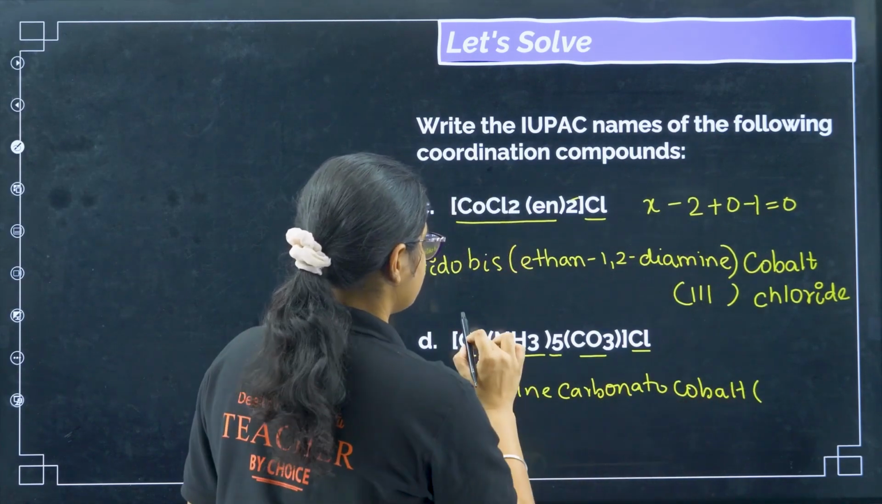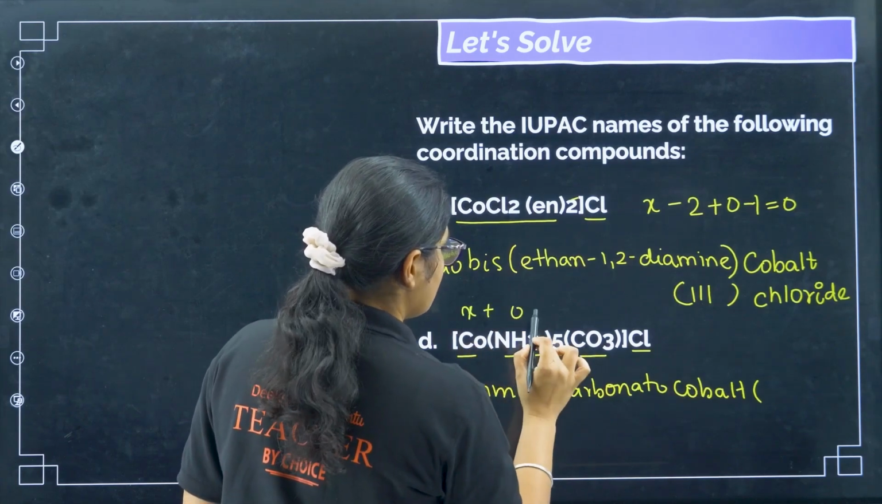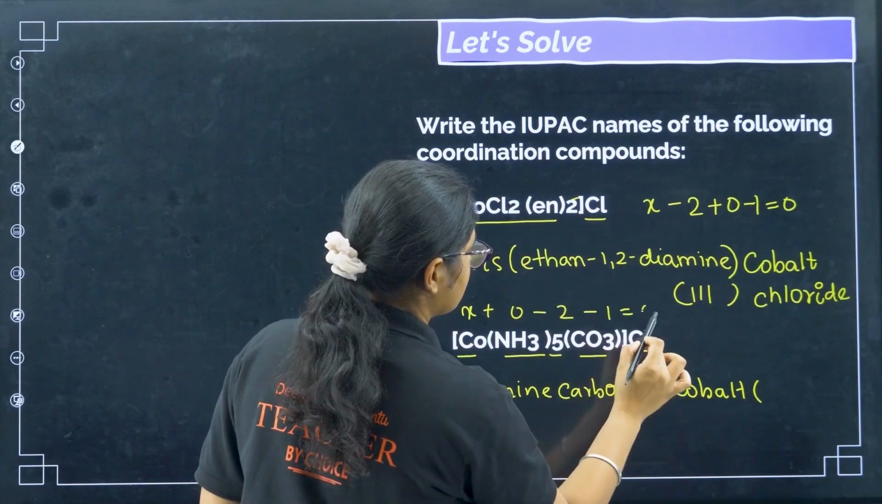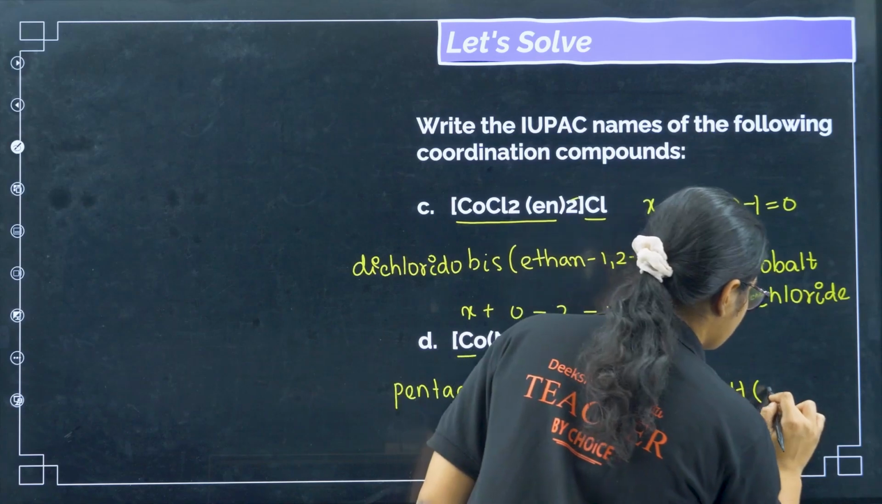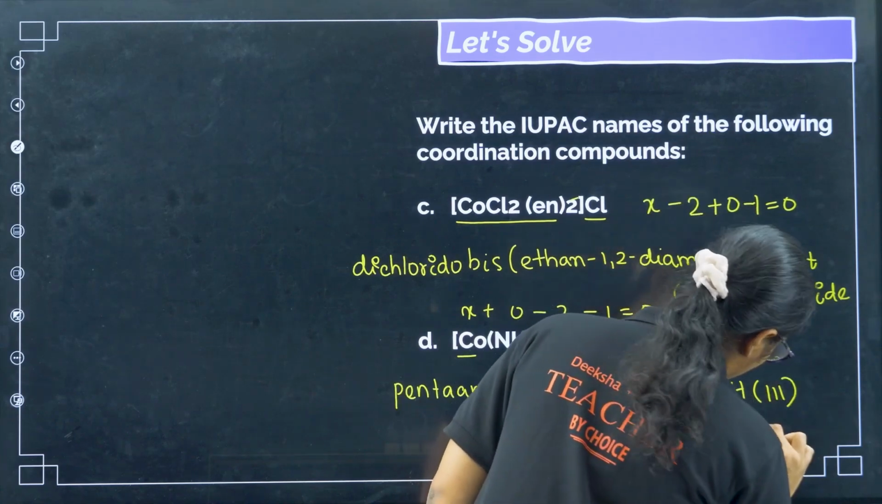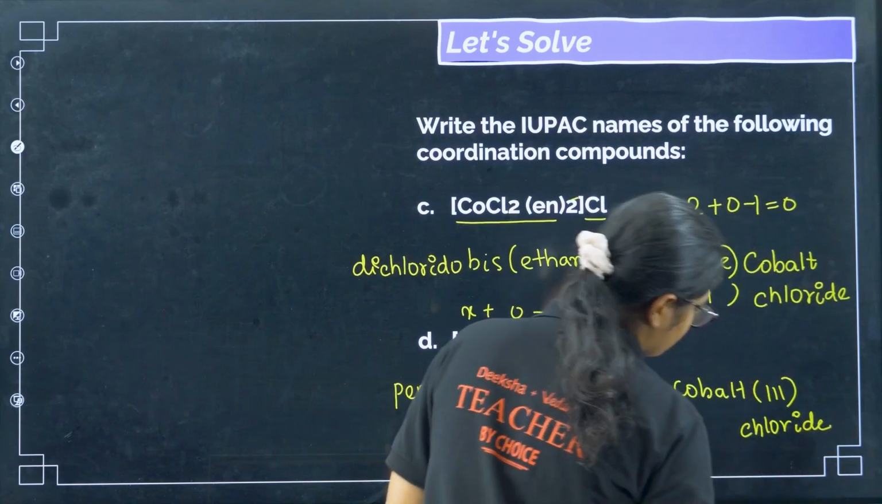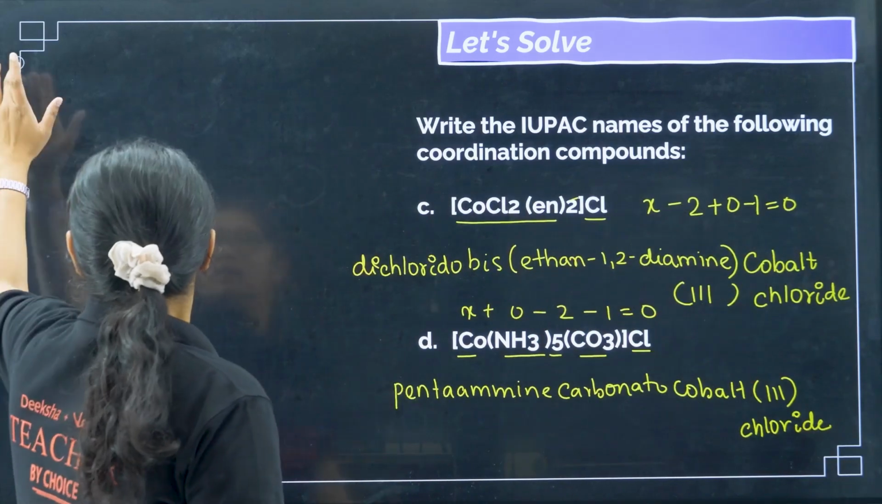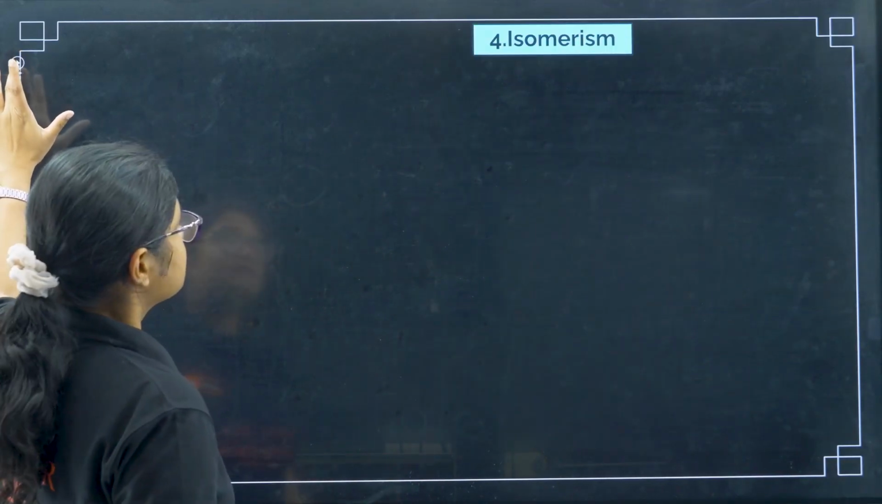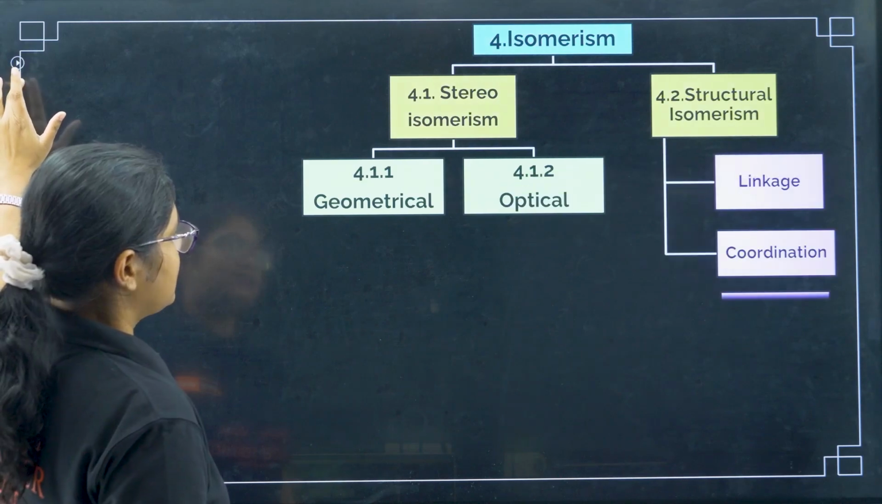Oxidation state of cobalt: this is x plus 0 minus 2 minus 1 is equal to 0. So that is cobalt(III). And then I have chloride. Okay, fine. Now, the next thing that we have to know is isomerism.